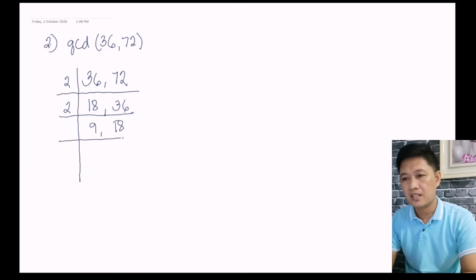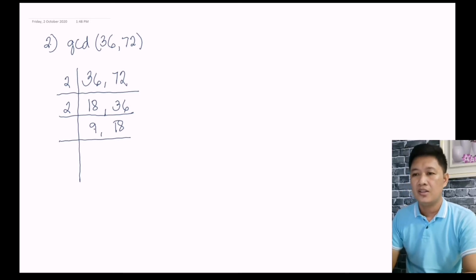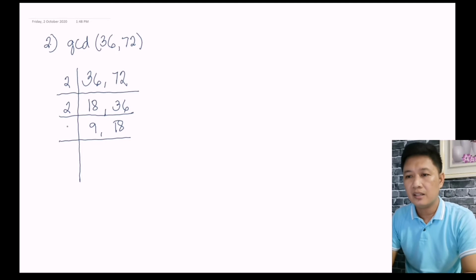So what do we have next? Okay, so 18 and 9 can be divided by, correct, that is 3. So 9 divided by 3 is, very good, 3. And 18 divided by 3 is, correct, that is 6.